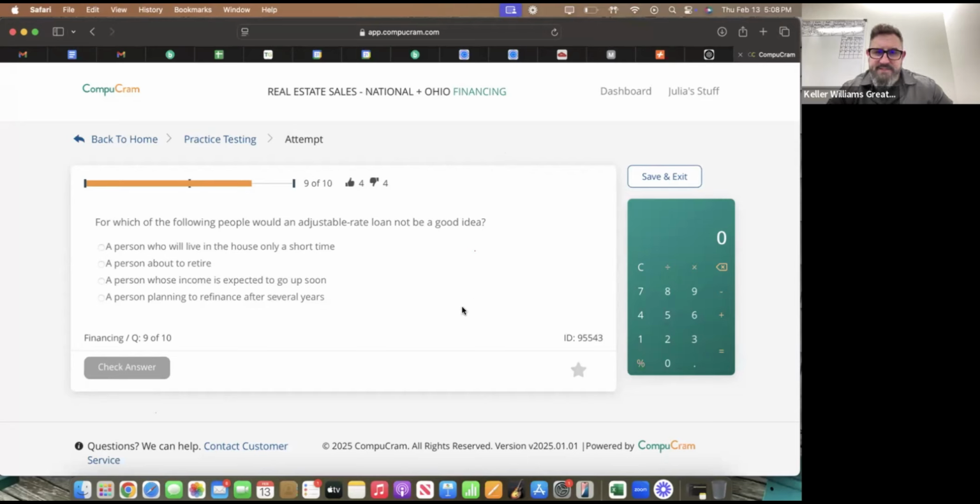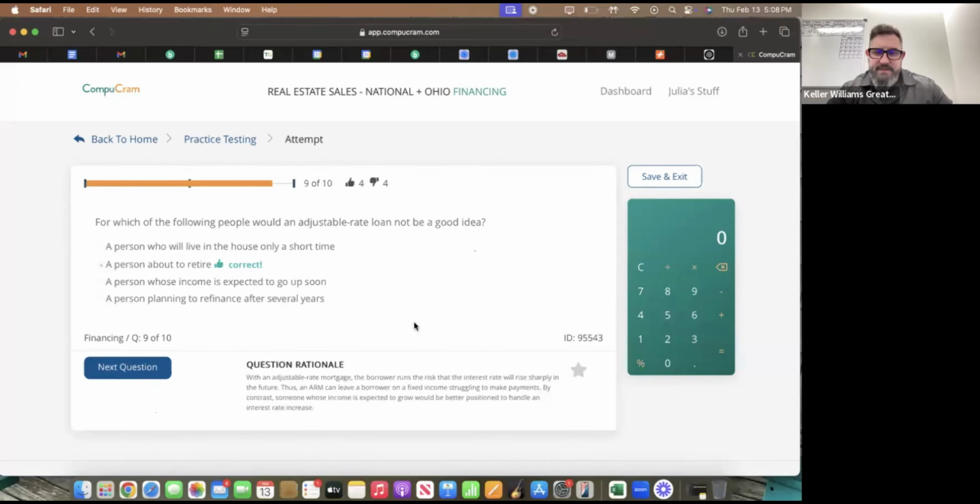I'm thinking it's either B or D, is what my gut tells me. Let's try B. B is correct. Does everybody understand why? Why wouldn't that be good for someone who's going to retire? Someone who's going to retire is likely to want fixed expenses, and if the interest rate is fluctuating, that's no good. Yep, Eric, their income will likely be fixed. So if a person is going to live in the house only a short time, who cares what the interest rate is, right? Or what it changes to?